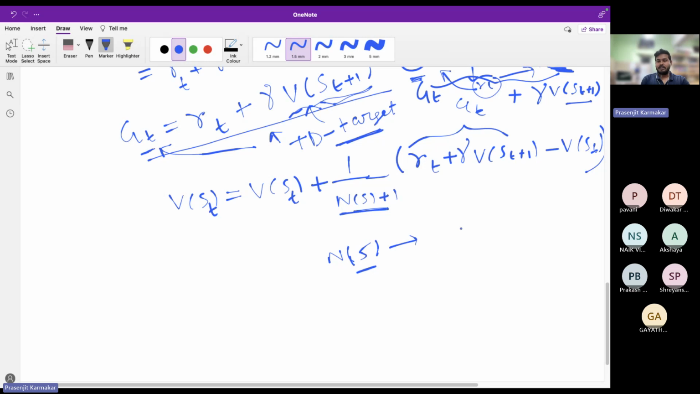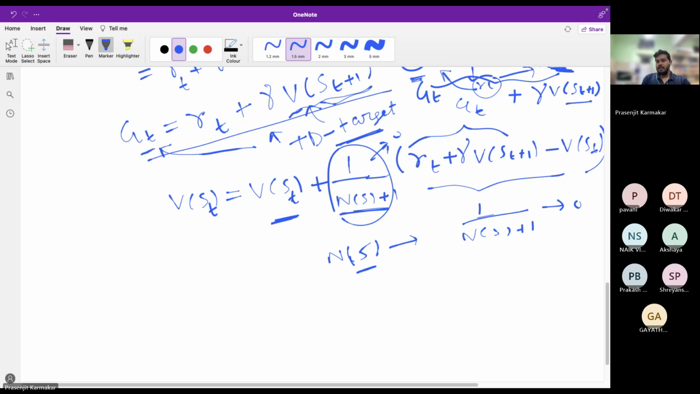In that range, this 1 over N(S) plus 1 quantity becomes very small, almost tends to 0, which hampers the update of V(S). If this quantity is close to 0, my value function would not get updated, right? So to keep updating my value function, we consider this entire 1 over N(S) plus 1 term to be a constant called alpha, or the learning rate. Naturally it should decay like this, right? As you explore the environment more and more, this learning rate 1 over N(S) plus 1 should go to 0.